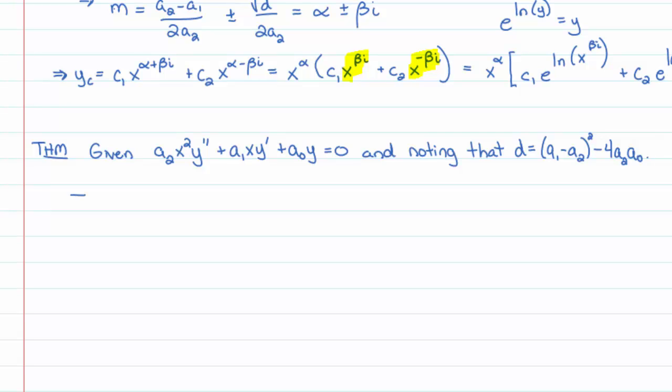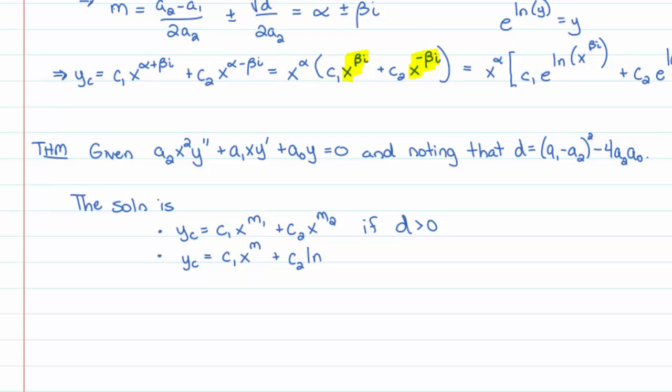The solution is y sub c equal to c1 x to the m1 plus c2 x to the m2 if D is positive. In other words, we solve the characteristic equation, and that's the form of it. Otherwise, it is c1 x to the m plus c2 natural log of x times x to the m, if the discriminant is 0. Again, the discriminant of the characteristic equation for the Cauchy-Euler. And by the way, we don't often compute the discriminant, honestly. We just kind of barrel through and do it. But so far, so good.